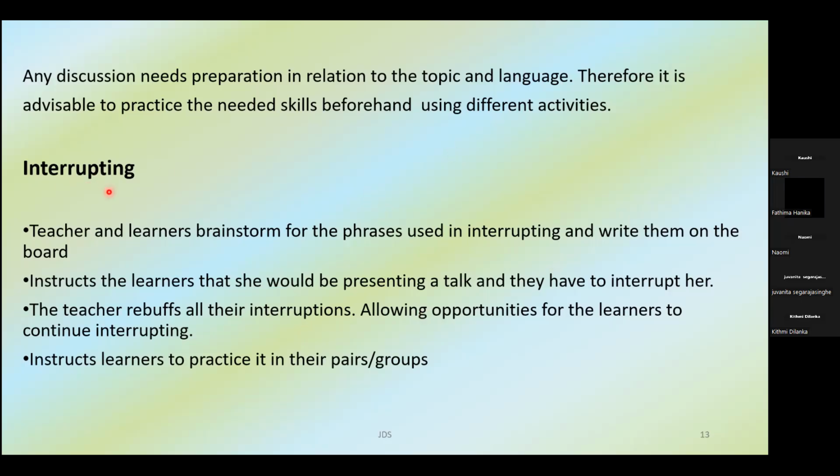So interrupting or using different techniques to interrupt is definitely needed for a successful discussion. Therefore, see how the language function of interrupting is being taught. First, that is getting addressed, and then the learners are made to engage in the discussion. So this is just one strand of it. Likewise, you have to teach them how to agree, how to disagree. Separately, you need to inform them, and then only make them engage in the discussion.